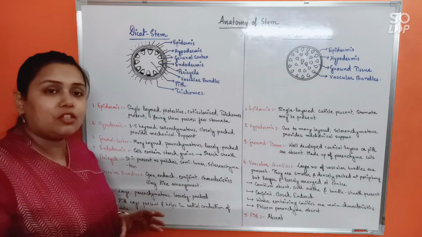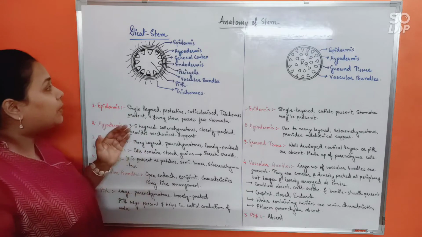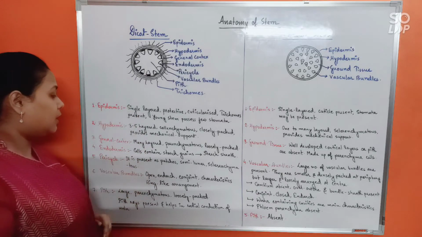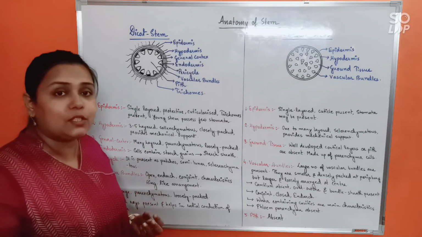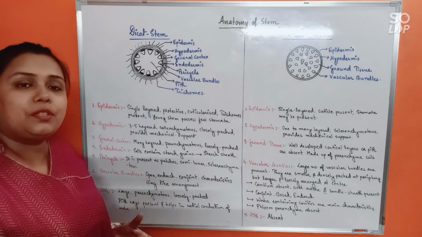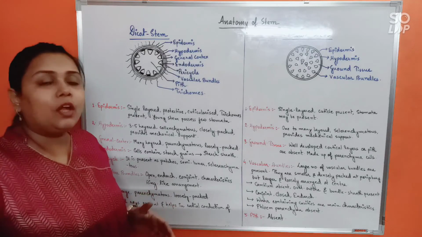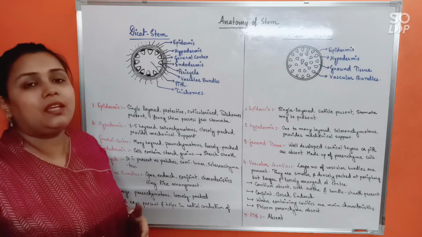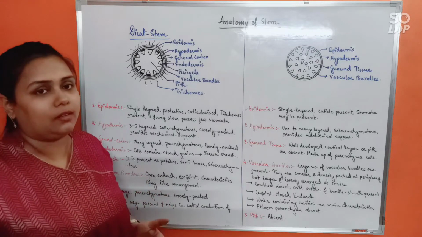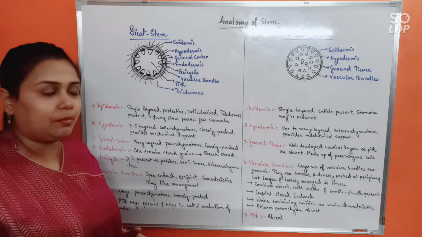Alright, next, the endodermis. Now there is a special mention regarding the endodermis present in the dicot stem, because the endodermis here contains cells which possess starch grains. Okay, the endodermis possesses starch grains in the cells. So that's why in the dicot stem we call the endodermis the starch sheath as well. Okay, starch sheath as well. It's very, very important for you to remember.